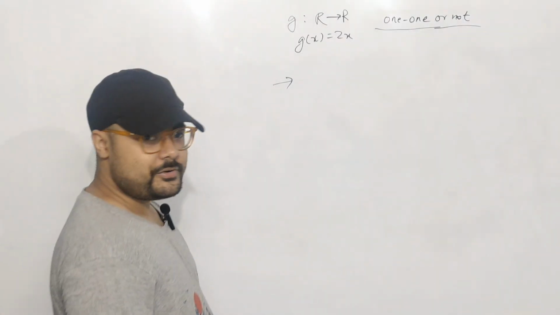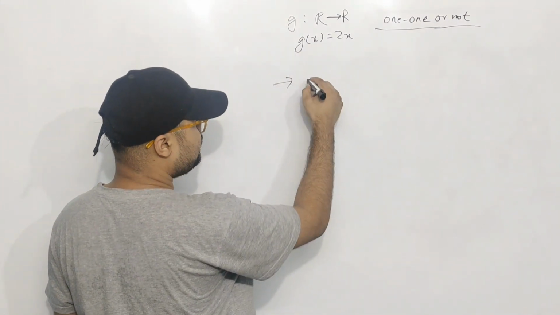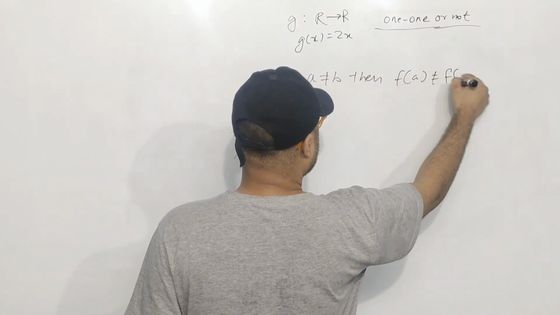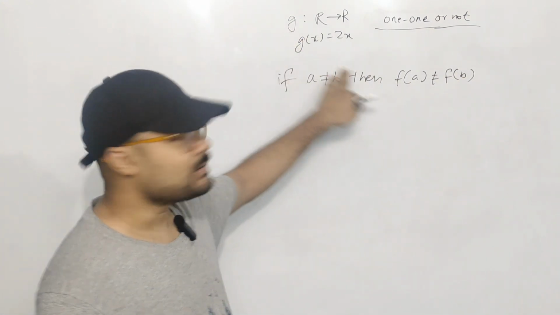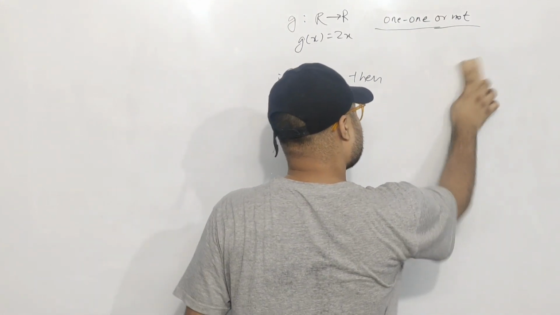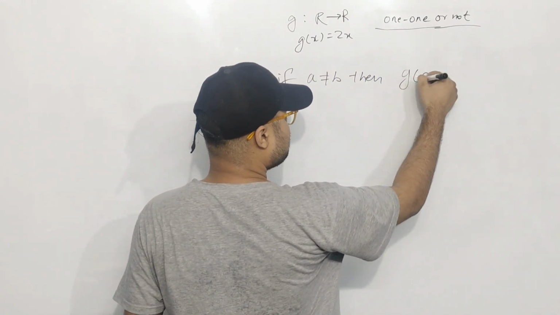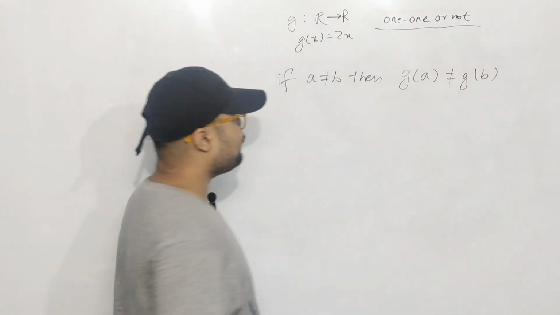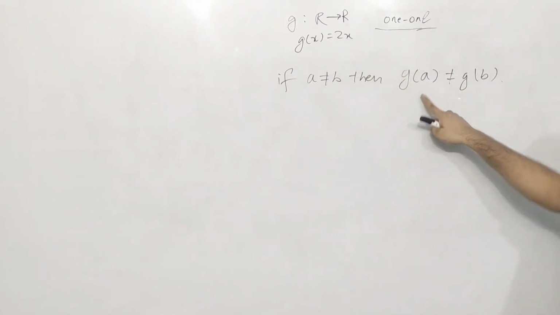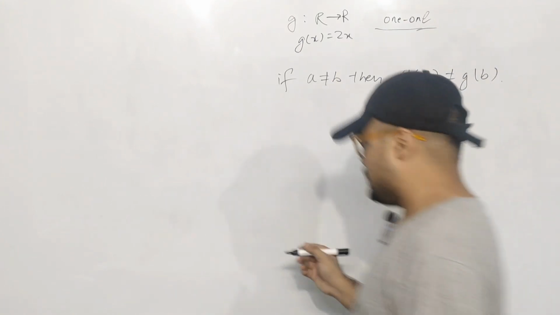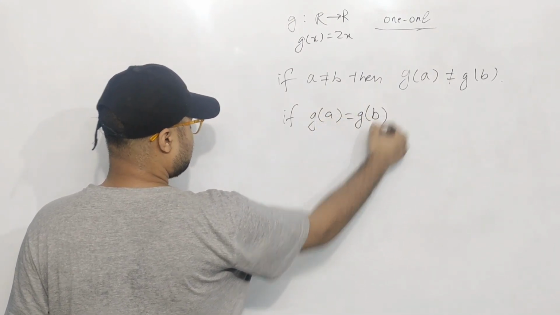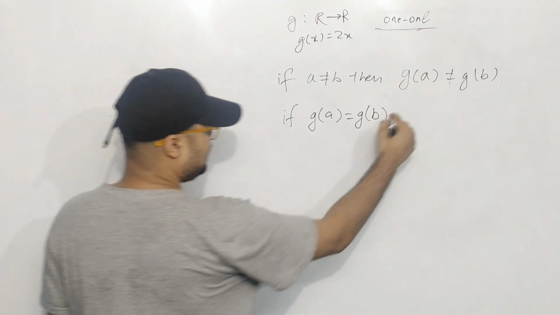So what we can say about 1-1, number one, is that if function g is 1-1, it means that if A is not equal to B, then g of A is not equal to g of B. This time I'm taking g of x, so my function name is g. If it is known that g is 1-1, then if A is not equal to B, then g of A is not equal to g of B. If g of A is equal to g of B, then what can you say? Then it means A is equal to B.